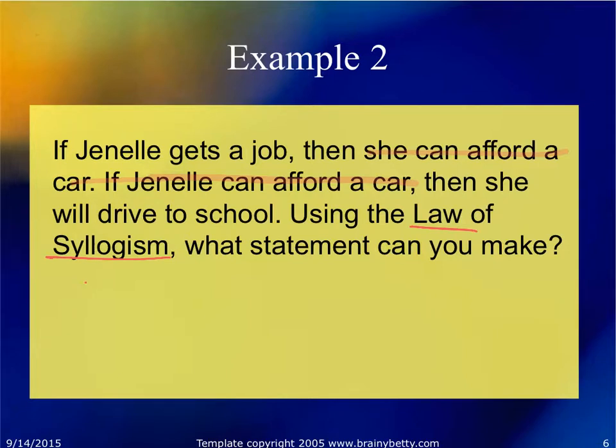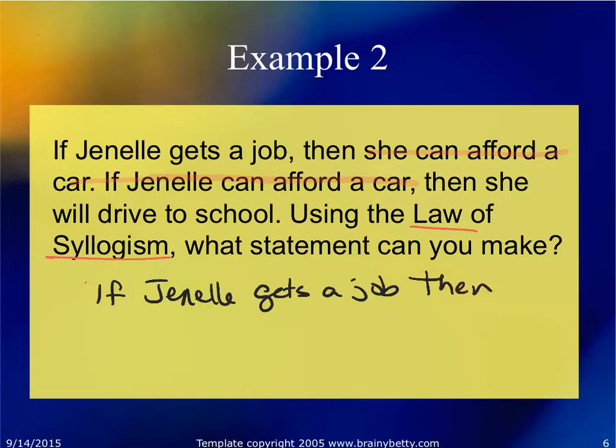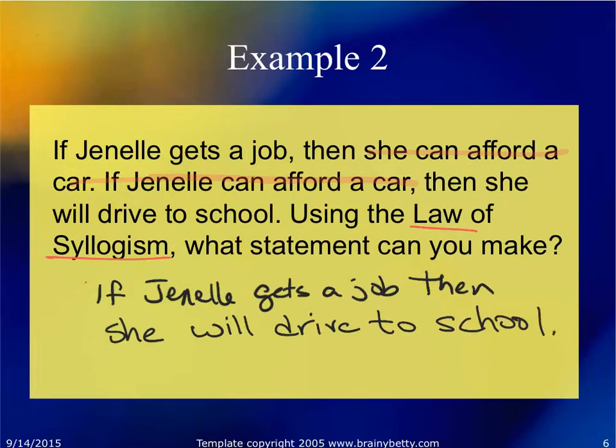So we're going to say, if Janelle gets a job, then she will drive to school. So when you see it repeat, that should be a clue that we're going to be using the law of syllogism, and you're going to cancel out the overlap.